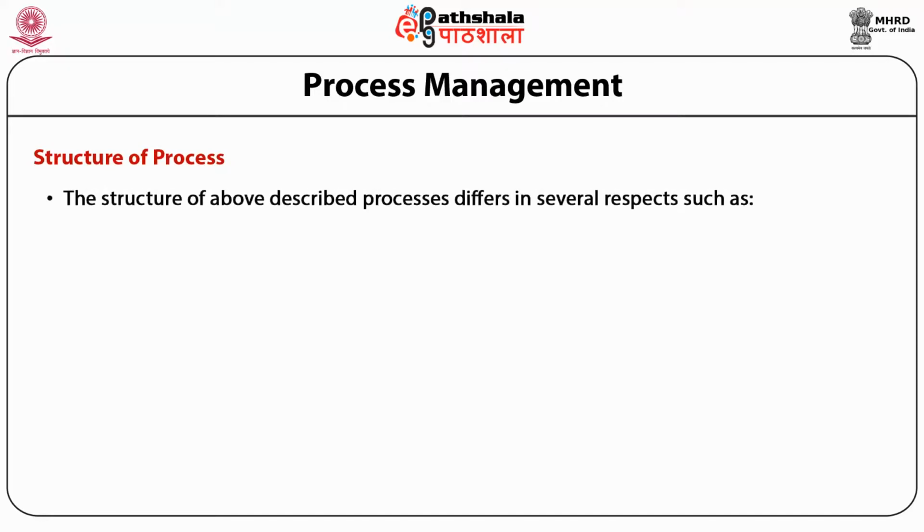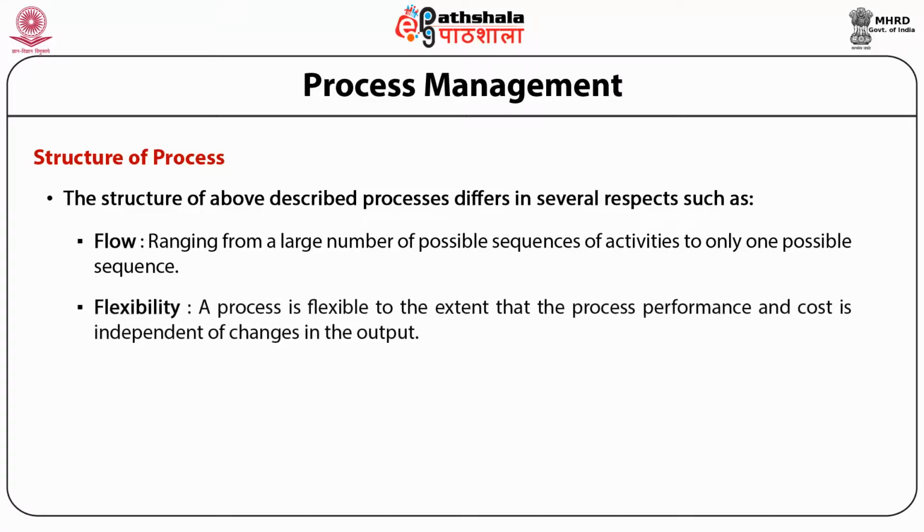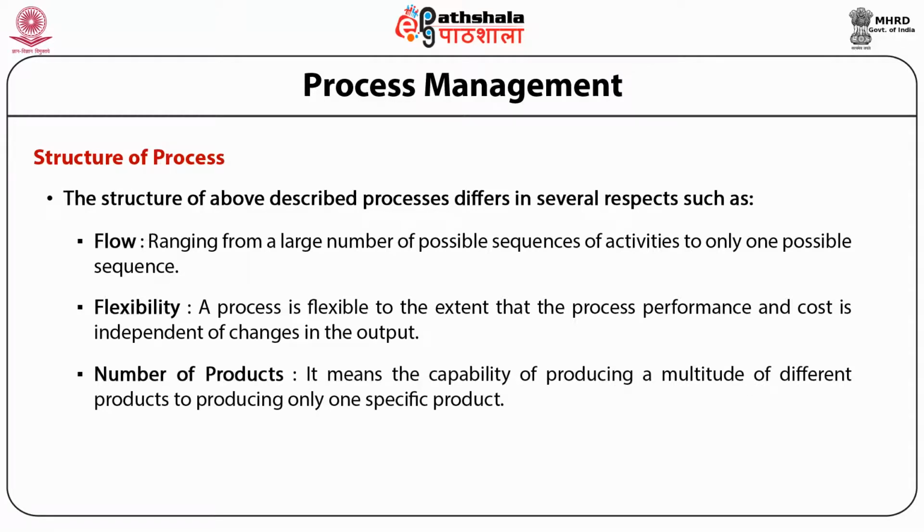The structure of the above described processes differs in several aspects, such as flow, flexibility, and number of products. Flow ranges from a large number of possible sequences of activities to only one possible sequence. Flexibility. A process is flexible to the extent that process performance and cost are independent of changes in the output. Changes may be changes in production volume or changes in the product mix. Number of products. It means the capacity of a production system, from a multitude of different products to producing one specific product.